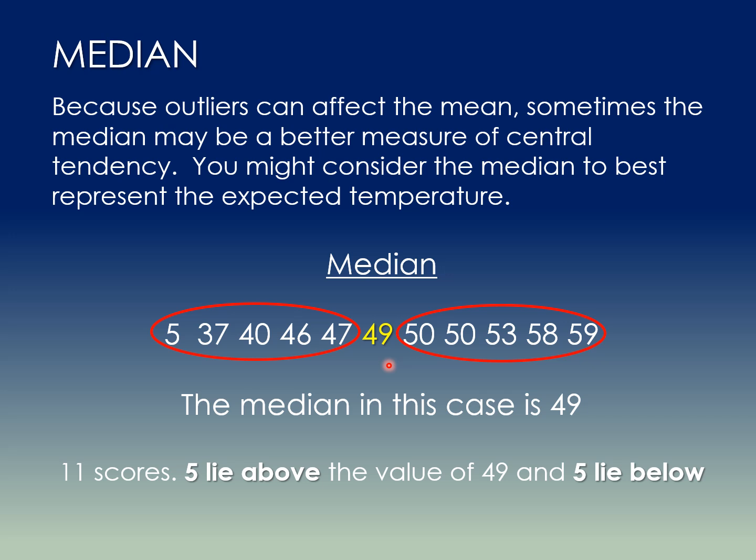And again, it works really well if you have an odd number of scores. You have to do a little bit of an adjustment if you have an even number of scores. So for example, what if I had 10 values, right? Instead of 11, I've got 10. How would I calculate the median then? We're going to talk about that.